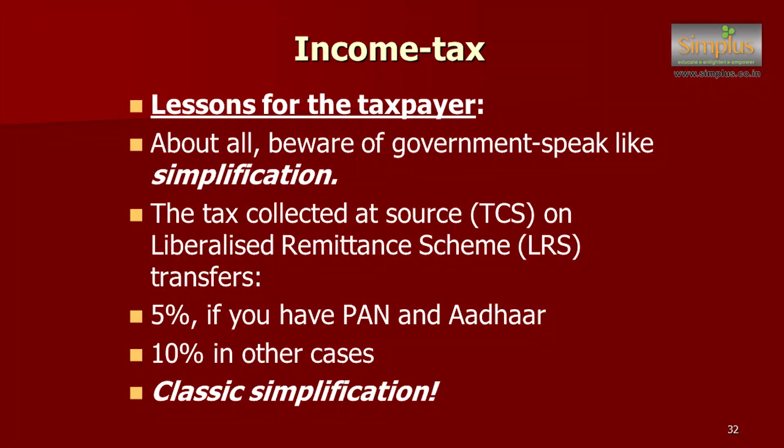Be careful of words like simplification. One more example is the tax collected at source proposed on something called the liberalized remittance scheme. The Reserve Bank of India allows resident Indians, please note, resident Indians, to take out of this country an amount of 250,000 US dollars per financial year. So if you have the resources and you want to take out money, this is February, you can take out $250,000 now. 2 months later in April, new financial year, you can take out another $250,000. That's how it works. And for any bona fide purpose.